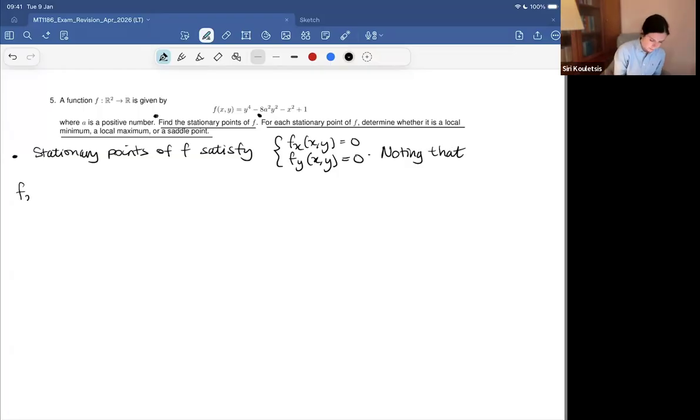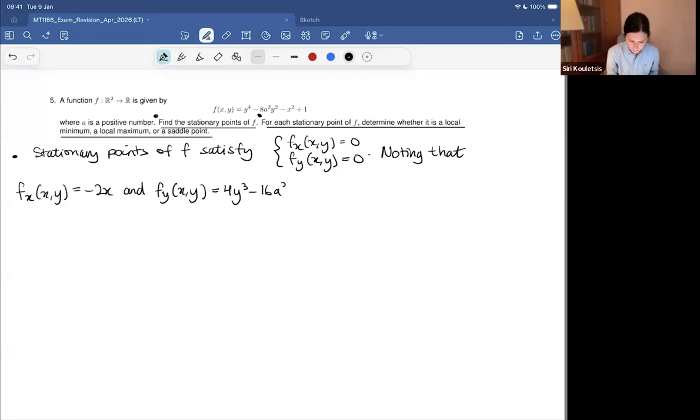So noting that the first derivative here of f with respect to x is minus 2x. Remember, we now treat y as a constant. And fy, we treat x as a constant, and you're going to get 4y cubed minus 16a squared y. And so that's the simultaneous system we need to solve.